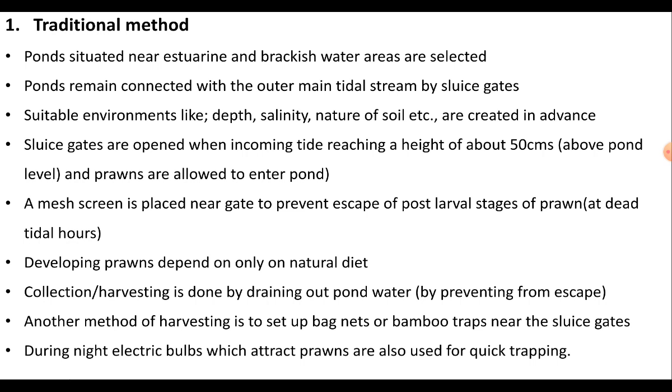When the incoming tide reaches the height of about 50 centimeters, that is about the pond level, the channel gates are opened and the prawns are allowed to enter the pond, where a mesh screen is placed near the gate to prevent the escape of the post-larval stages of prawn.